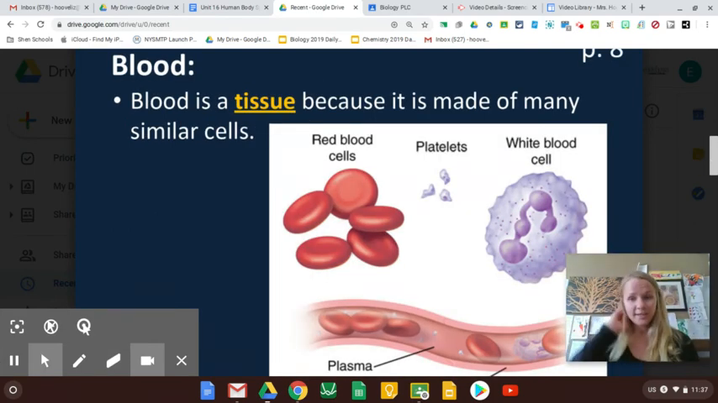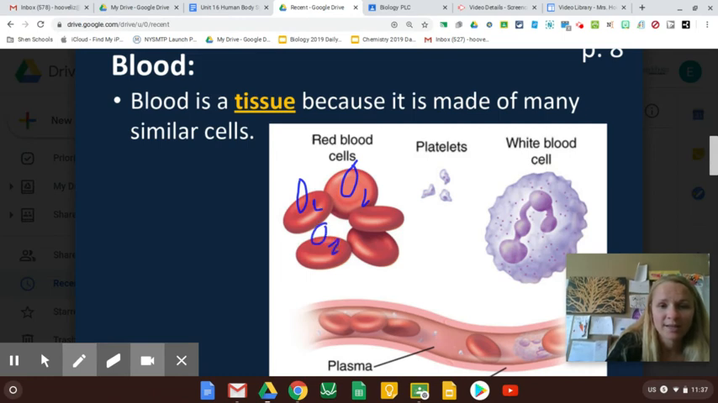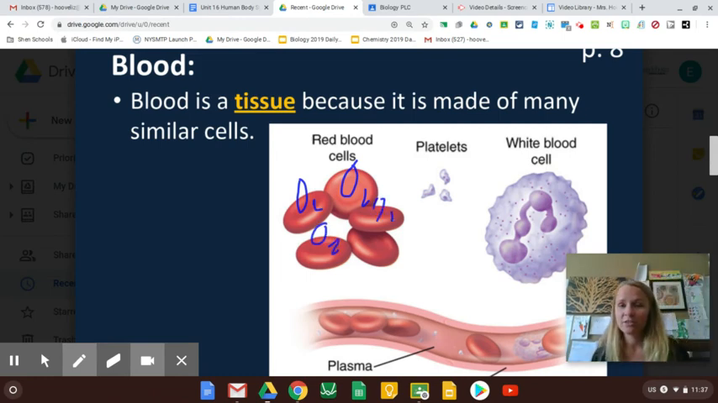So I'm going to skip through a lot of slides, just a lot more detail than you need to know, but you're welcome to look at it. Blood is technically a tissue because it's made up of many similar cells. There are different parts. There's the red blood cells. They look like little tubey floats to me, and they carry oxygen right in the center there. So they're like little floats for oxygen.